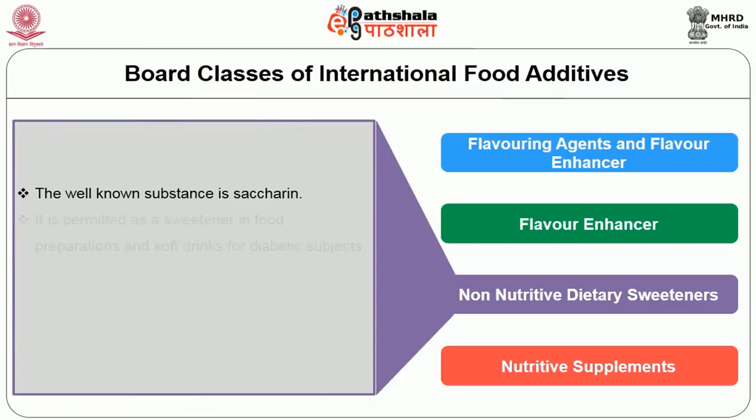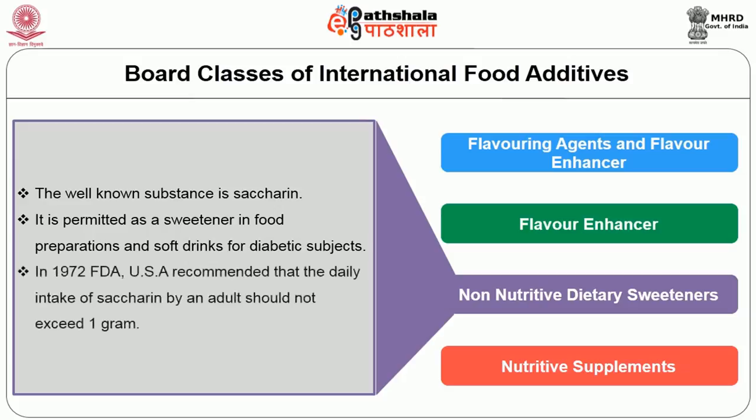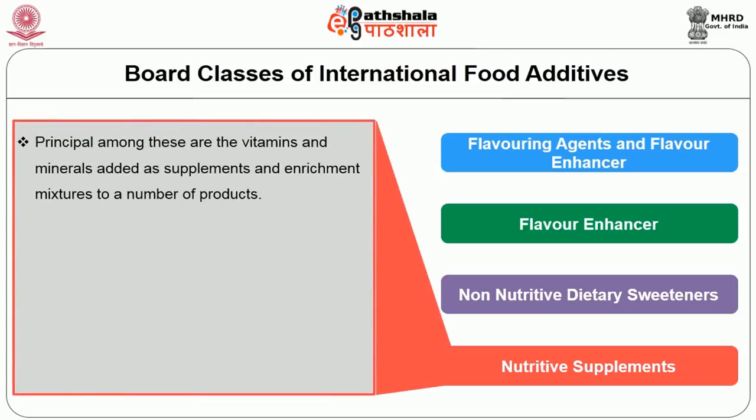Next, non-nutritive dietary sweeteners. The well-known substance is saccharin. It is permitted as a sweetener in food preparations and soft drinks for diabetic subjects. In 1972, the FDA in the USA recommended that the daily intake of saccharin by an adult should not exceed 1 gram.